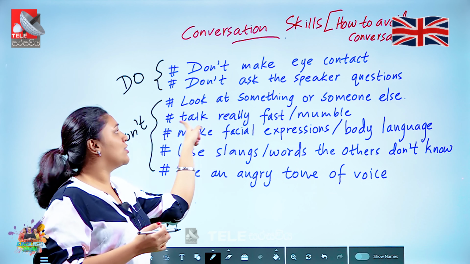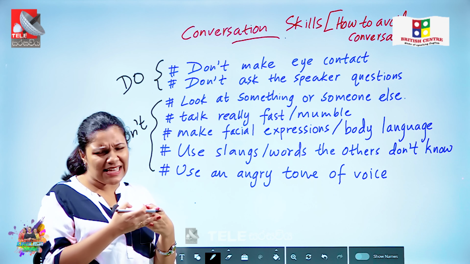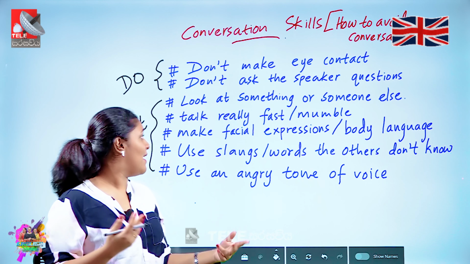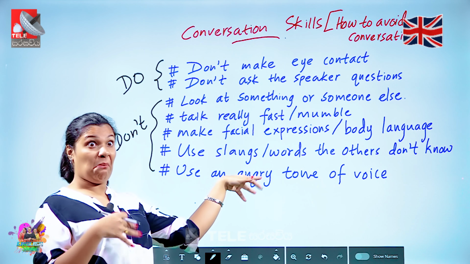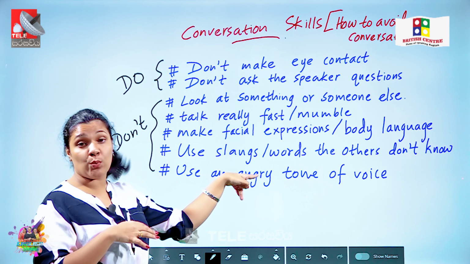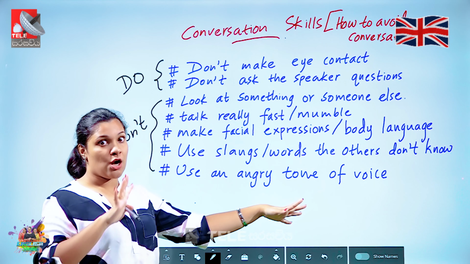If you want to avoid having a conversation, then these are the ones. Look at something or someone else. You can just pretend you're on a call or texting. Then talk really fast, blah, blah, blah. Make facial expressions, and you just pick your nose. Then use slang words that the others do not know, and then use an angry tone of voice.